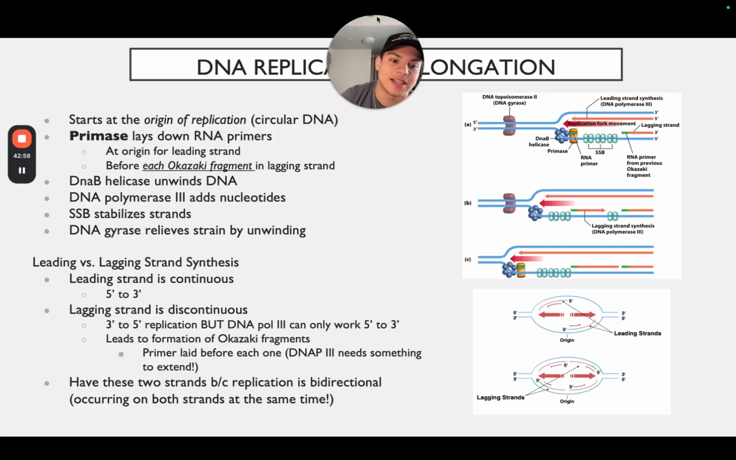One thing I want to emphasize is this bottom right diagram right here, which shows the direction in which the replication fork is moving. It's designated by these big arrows, right? I wanted to emphasize this because we know DNA is replicated in the 5' to 3' direction, always. Always. The newly synthesized strand is always going to be synthesized in the 5' to 3' direction.